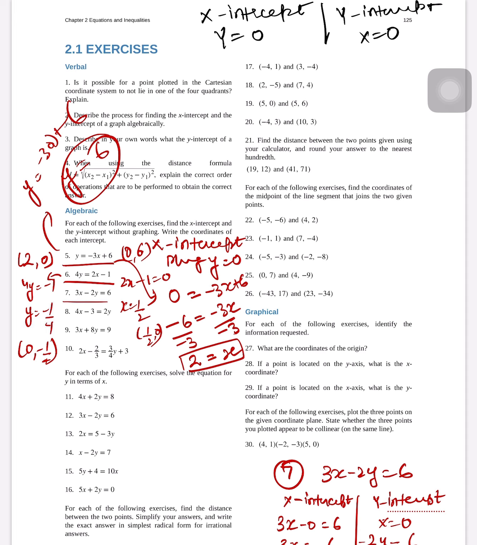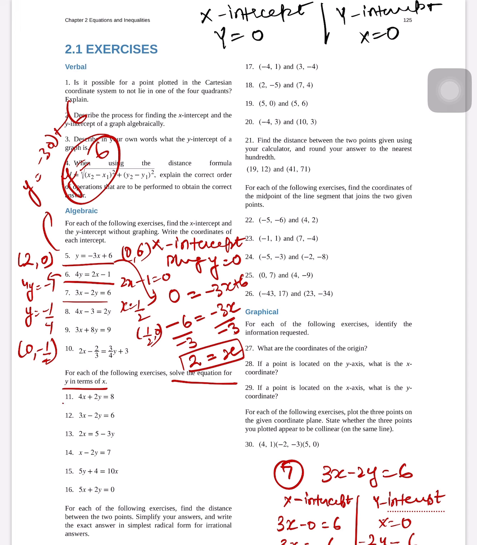Next question is, for each of the following exercises, solve the equation for y in terms of x. So you have to solve for y. We can use the same rule: to find the value of any variable, we have to isolate that variable, correct? You can see the question again. What is the question? Solve the equation for y, right? You have to solve for y, that means you have to make y alone.